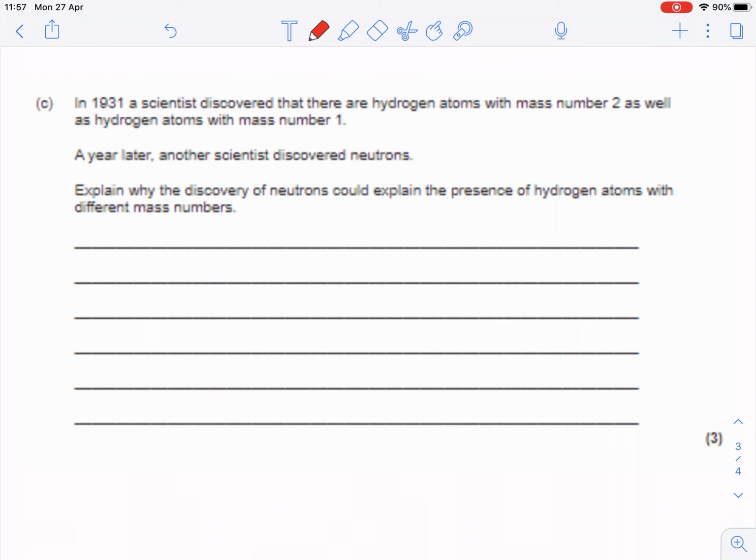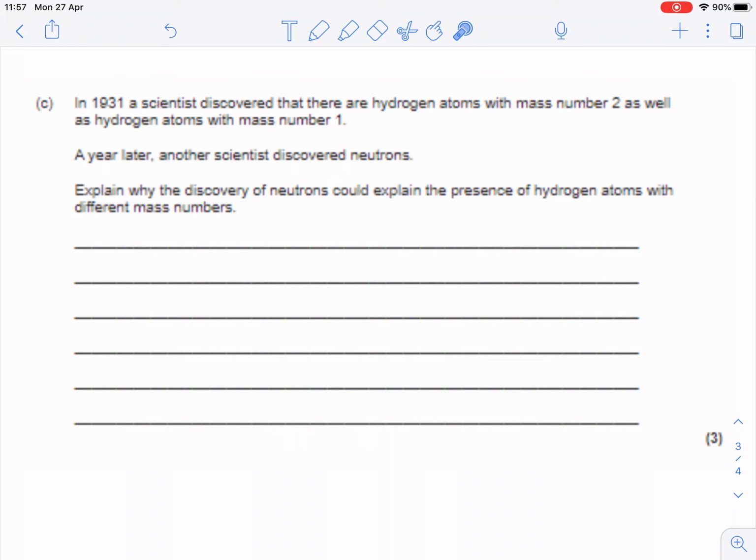Okay, so C. In 1931, a scientist discovered there are hydrogen atoms with mass numbers of 2, as well as hydrogen atoms with mass numbers of 1. A year later, another scientist discovered neutrons. Explain why the discovery of neutrons could explain the presence of hydrogen atoms with different mass numbers. Okay, so here we've got to be able to talk about a little bit more info as to what this question's asking us and what info we know about isotopes.